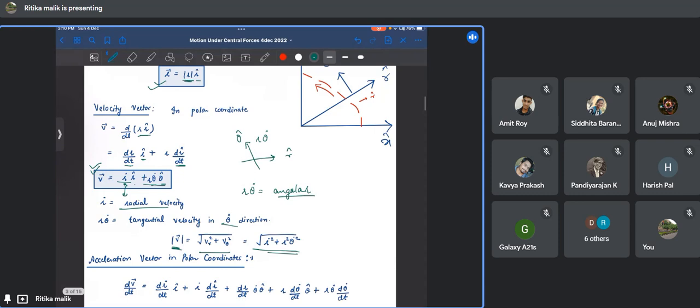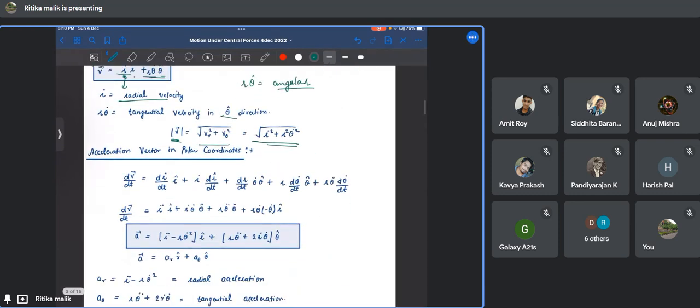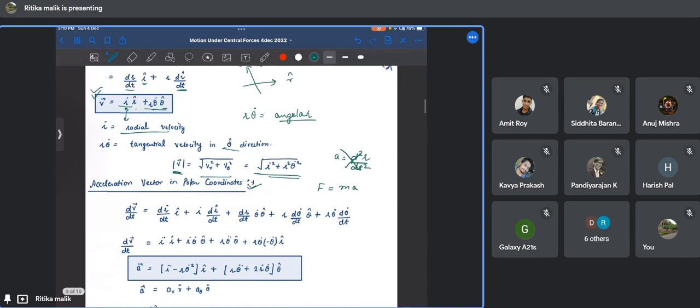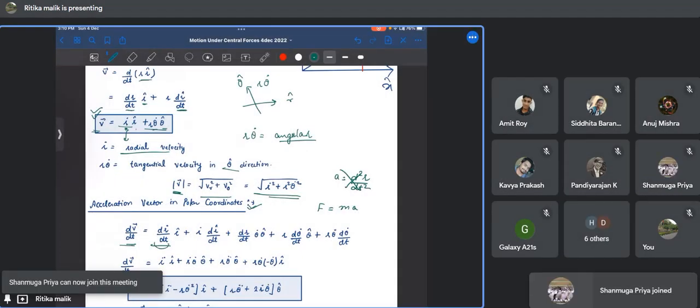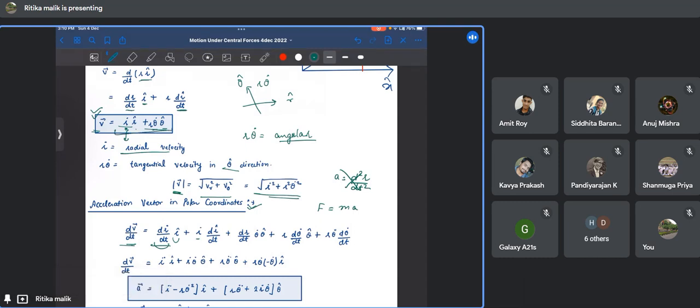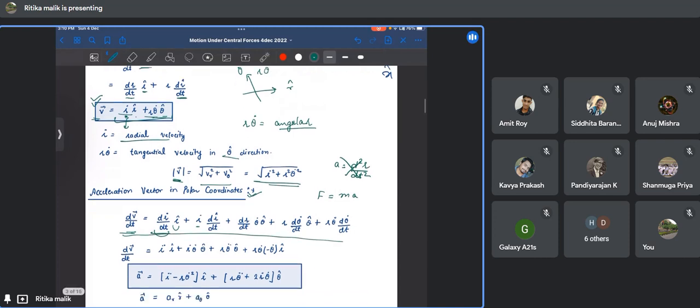Similarly, you can also calculate the acceleration in polar coordinate system, and this we will use to calculate the forces, since force is given by m into a, and we cannot write a as simply d2r by dt square in polar coordinates. It will give you the wrong answer. So to calculate the acceleration, we differentiate v with respect to time t. Again, r cap is differentiated, r dot is differentiated separately, r cap differentiated, and then theta. These terms are all differentiated by applying the chain rule.